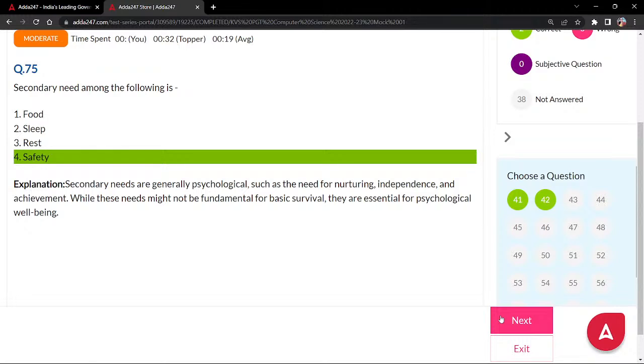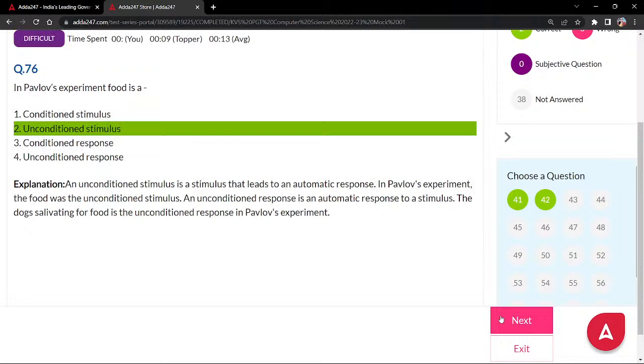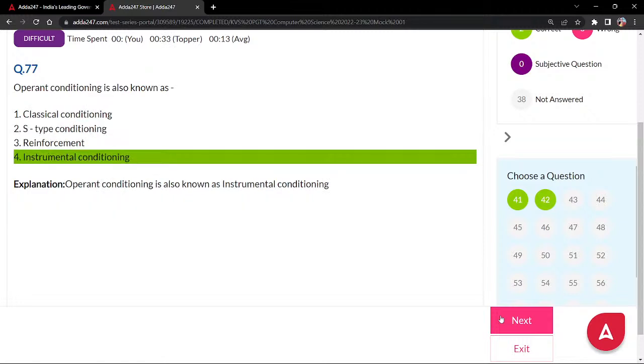Secondary need among the following is safety. In Pavlov's experiment, food is an unconditional stimulus and saliva is the conditional response. An unconditional stimulus is a stimulus that leads to an automatic response. In Pavlov's experiment, the food was the unconditional stimulus, and the unconditional response is the automatic response to the stimulus. The dog salivating for food is the unconditional response. Operant conditioning is instrumental conditioning.